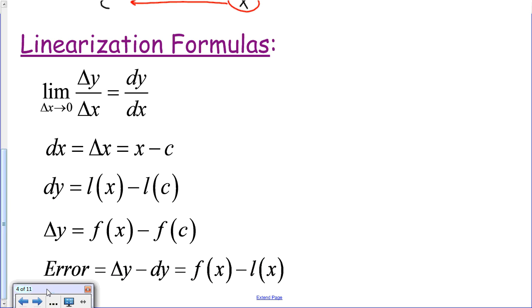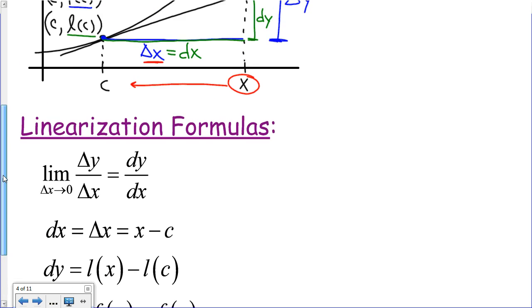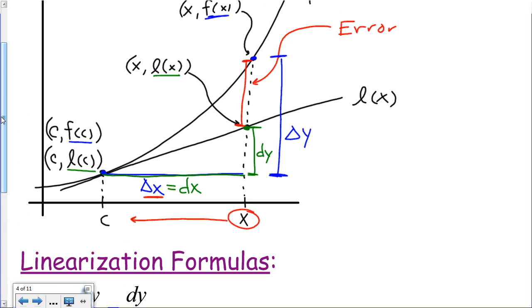And the last one here is the error then. And again, there's a couple ways you can calculate each of these quantities, but there's a couple ways you can calculate the error. Here are two of them. One way to do it is look at the difference in delta y and dy. So if I scroll back up here so you can see that, the delta y is that vertical distance in blue. Dy is that vertical distance in green. So the difference in those two leaves you that vertical distance measured in red, which is the error there.